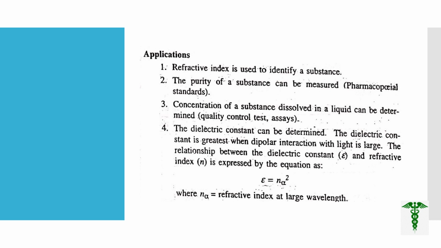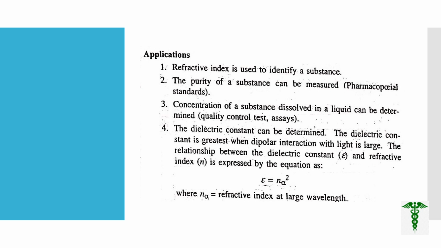For all this, we are supposed to know the applications of this parameter. We study refractive index under the physicochemical properties, coming under your states of matter unit. The applications of refractive index: first of all, refractive index is used to identify a substance. It can also help to measure the purity of the substance as mentioned by pharmacopoeial standards, and also help to find out the concentration, as we do in QC quality control tests and assay.